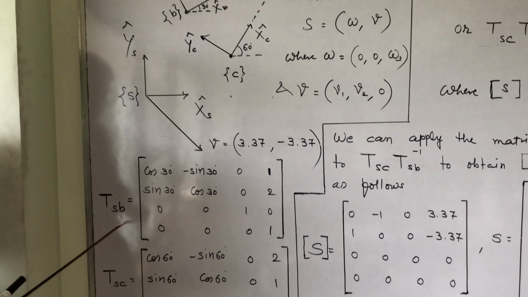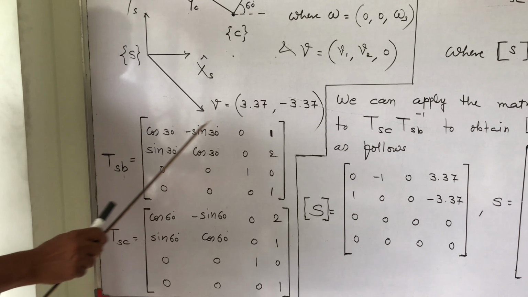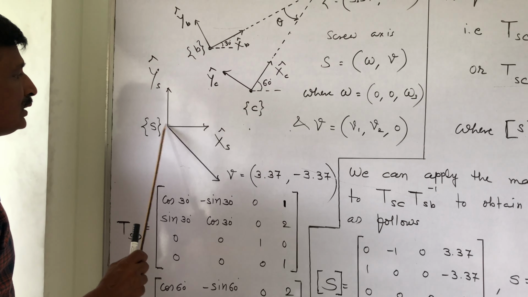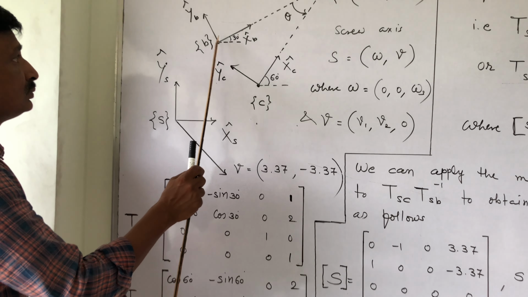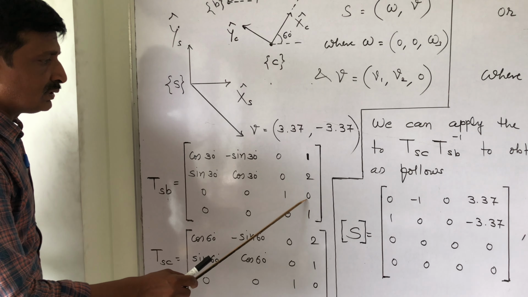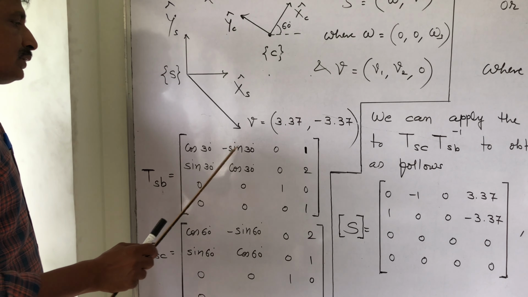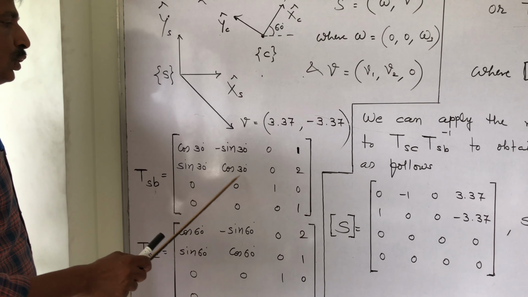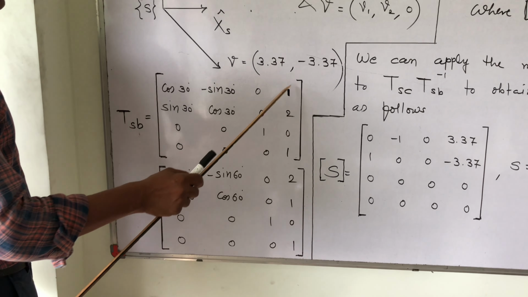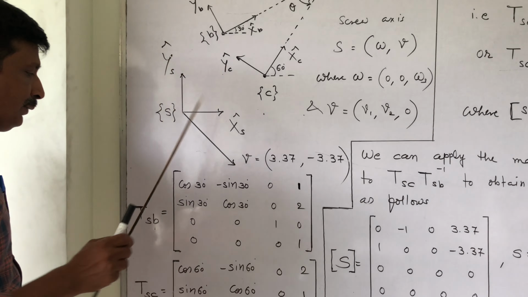So T_SB is cos 30, minus sin 30, 0, 1; sin 30, cos 30, 0, 2; 0, 0, 1, 0; 0, 0, 0, 1. The position here is 1, 2 coordinates, so 1, 2, 0, with Z coordinate 0. 1, 2, 0 is the body's origin expressed in S frame.